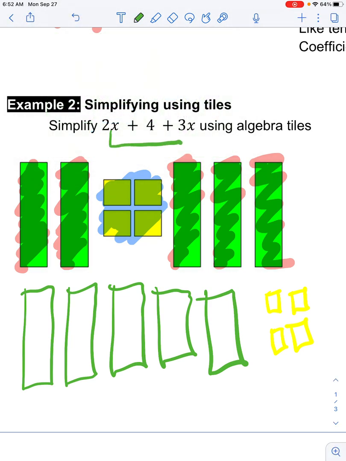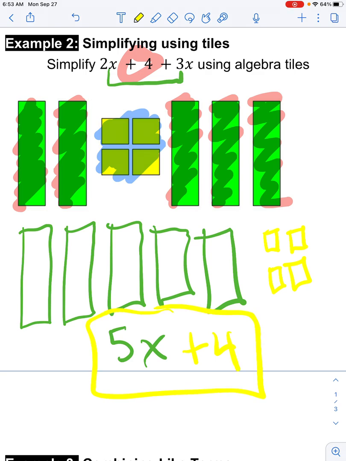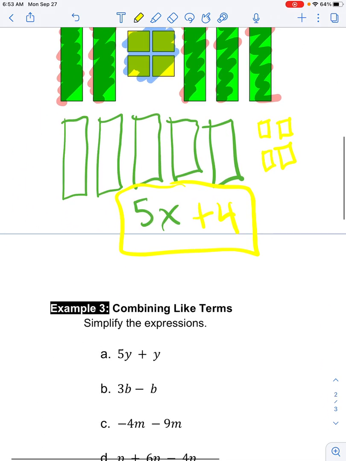So again, I would look at this and I would say, hey, I'm going to add my coefficients. 2x plus 3x is 5x. I can't do anything with that one yet. So I would just say plus 4. 5x plus 4. I am combining like terms.